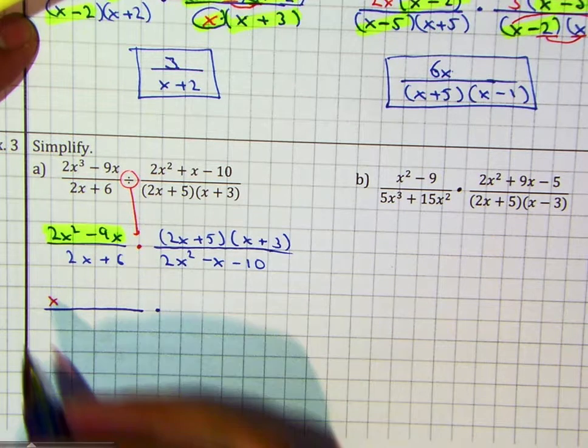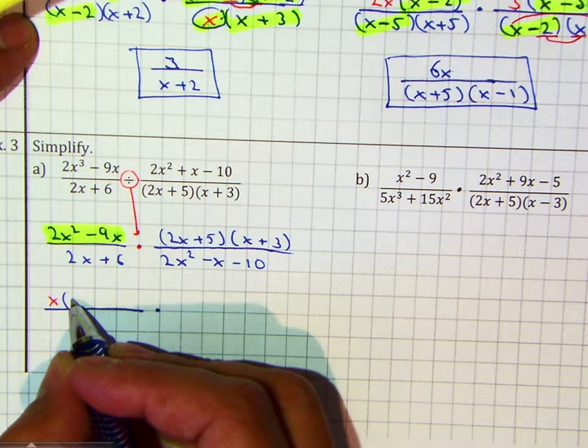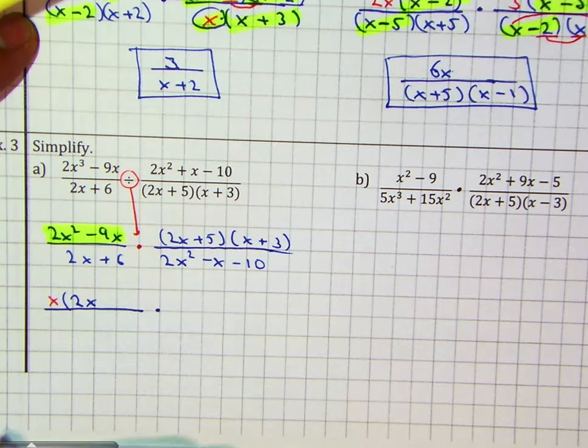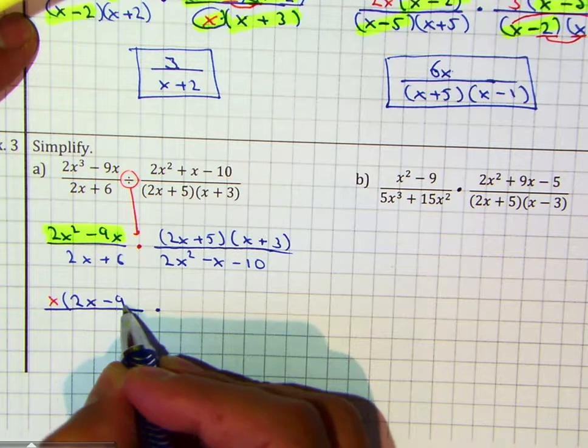And what's left behind? What do I need to multiply x to end up with 2x squared? X times 2x. What do I need to multiply x to end up with negative 9x? Negative 9.